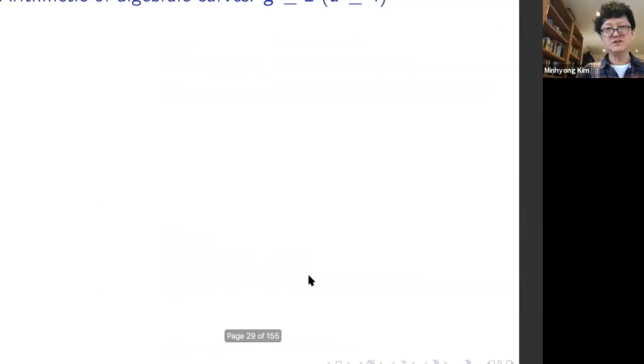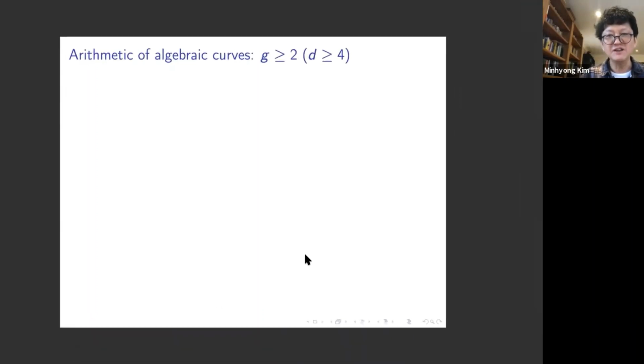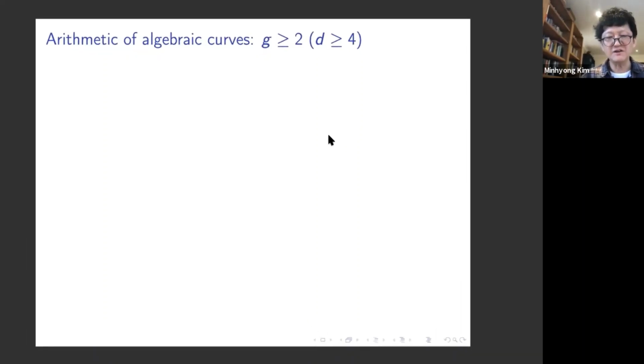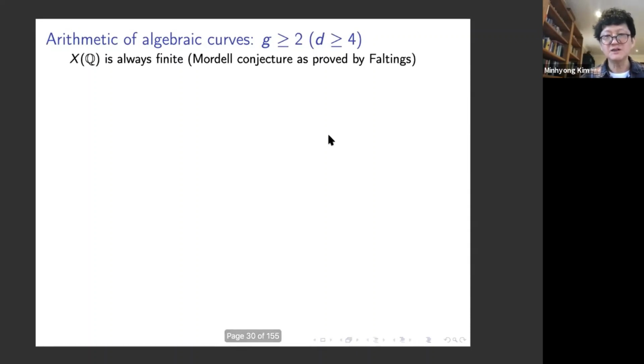Okay, so that's genus 1. Let me now talk about the genus at least 2 case. This is where I've spent most of my time over the years. Here you have this remarkable theorem of Faltings, which is now almost 40 years old, that says that the set of rational points is always finite. This was called the Mordell Conjecture. And for me, when I was a graduate student, this was the theorem to understand and try to work around.